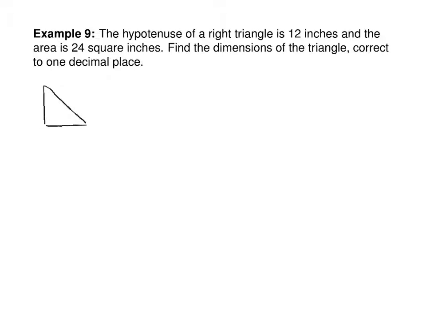Okay, so we know it's a right triangle. Thank goodness. The hypotenuse is 12. And the area is 24. Do we know that those two sides are equal to each other? I don't think so. I don't think it tells us that. Not necessarily, right? Some right triangles can have one longer side than the other side, right? So I'm going to call one side x and one side y.